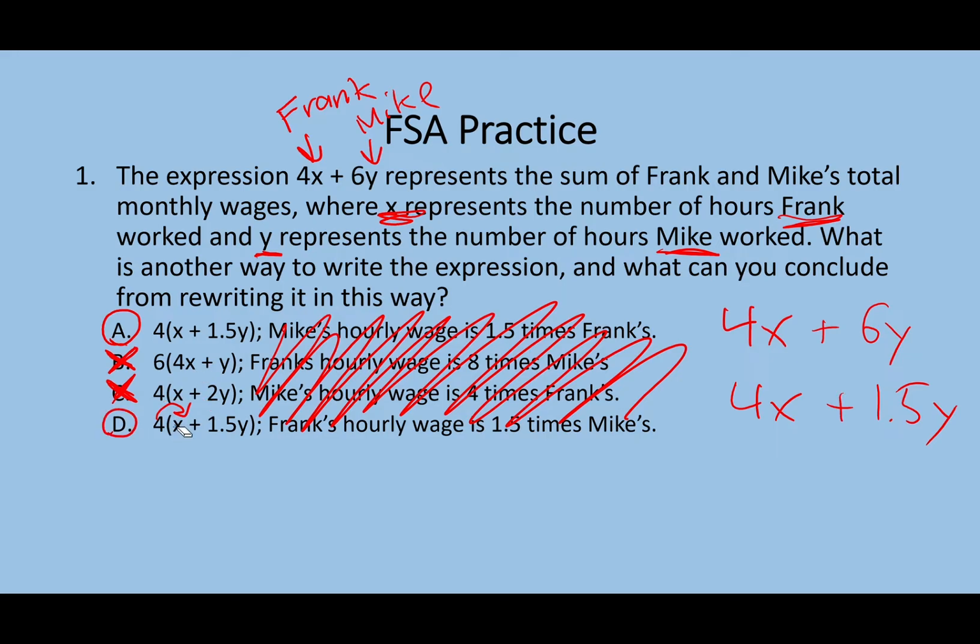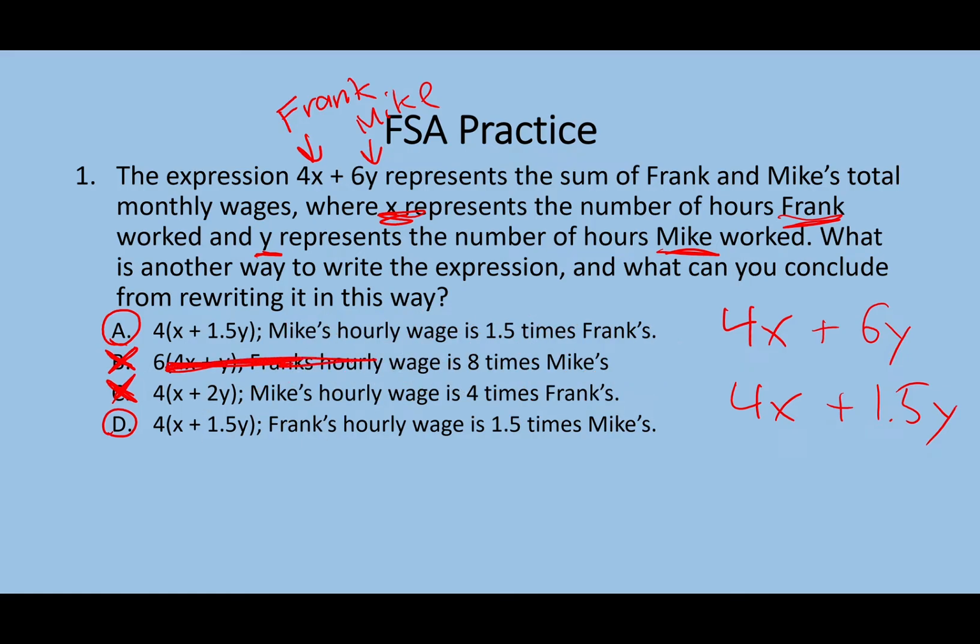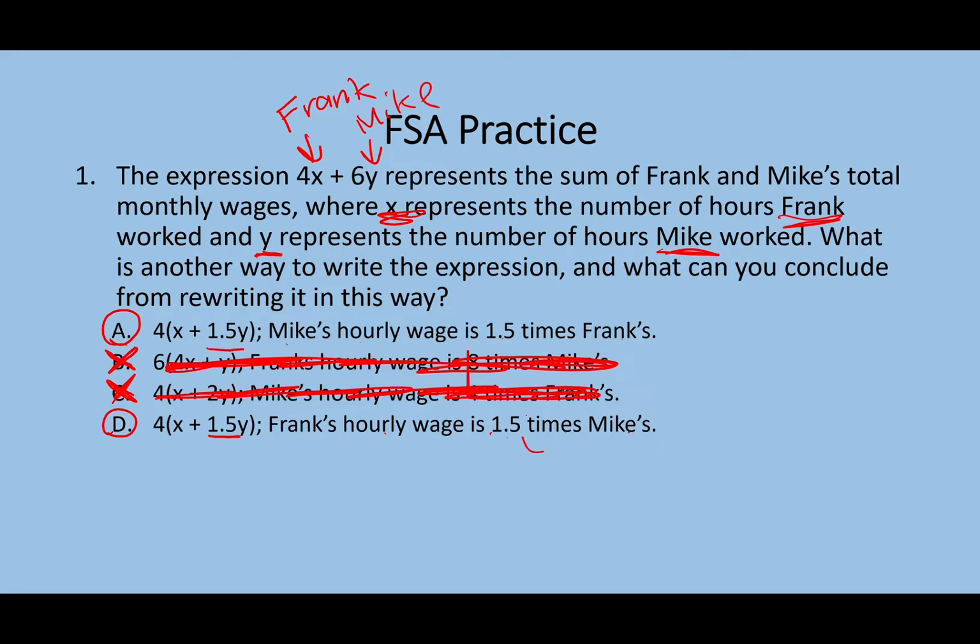Okay, now it's time to look at the writing. I already know that B is wrong, so I'm going to go ahead and cross it out. Okay, now let's take a look at what the words mean. A is telling us that Mike's hourly wage is 1.5 times as much as Frank's. And D is telling us that Frank's hourly wage is 1.5 times as much as Mike's. Well, this is pretty easy. Each one of these expressions has a 1.5. The word times means multiplication, right? Okay, so basically 1.5 times y, 1.5 times y.